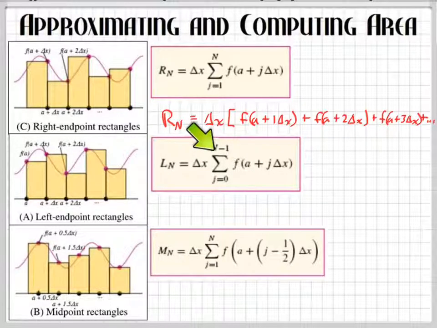Now, what's different about the R and the L? Okay, they both have a delta x. That's an n, and this is an n minus 1. This one starts at 1, this one starts at 0. Why do they start at different points?